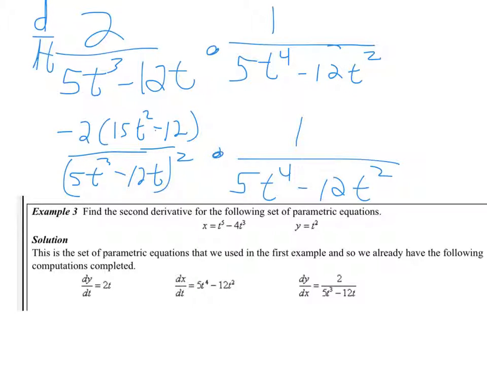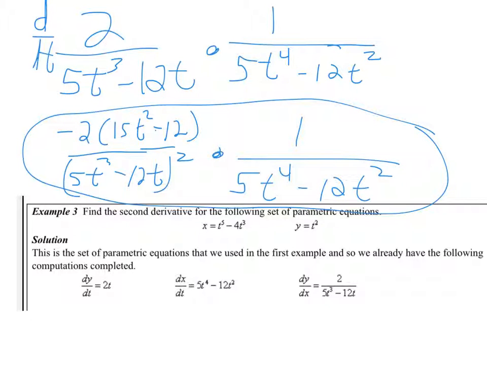Now you could simplify it, of course. And if we wanted to figure out if it was concave up, we'd just have to see, when is this right here positive? What values of t will that be positive? So hopefully that helps you understand the way the process works.